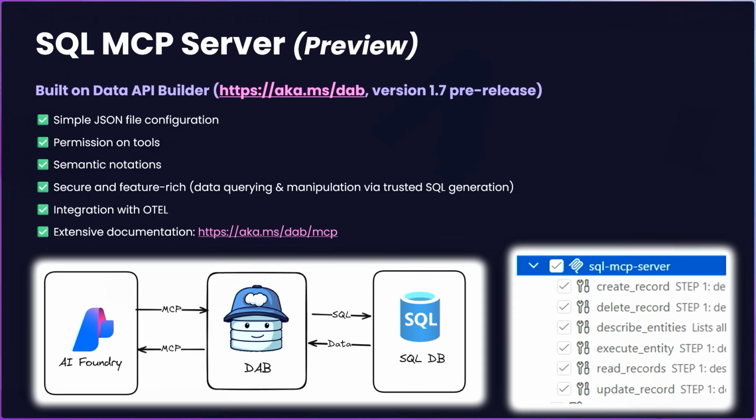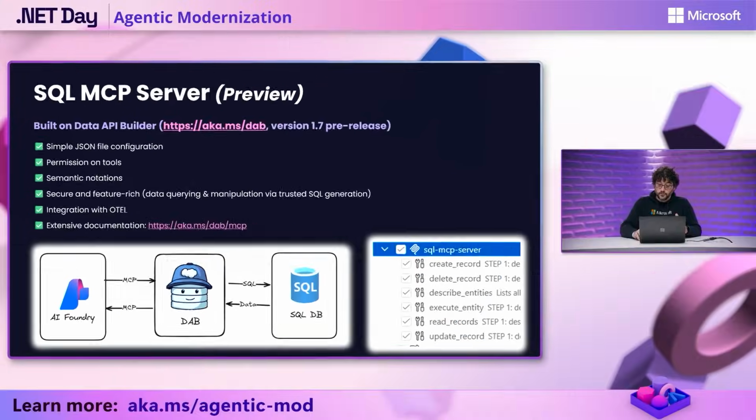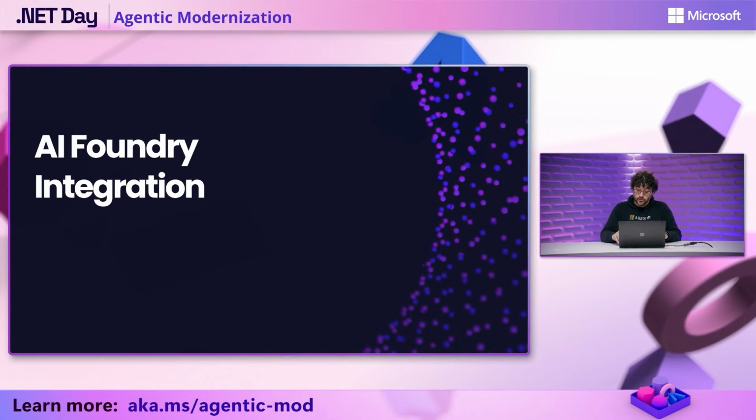An MCP endpoint that you can use, for example, for testing. I'm using VS Code, so I can see the tools available, or you can connect to it from AI Foundry, which is exactly what I'm going to do right now.